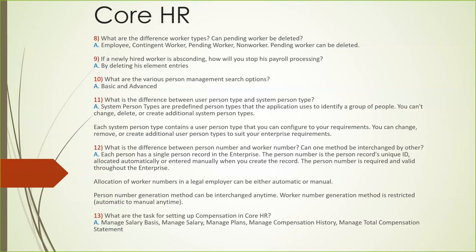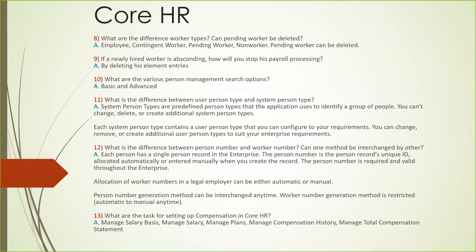Question number 11, as we see here: what is the difference between user person type and system person type? As the name suggests, system person types are predefined person types that the application uses to identify people. You can't change, delete, or create additional system person types. But what will you do if you want to have your client-specific person types? So, Oracle provides that option as well. Each system person type contains a user person type that you can configure to your requirements.